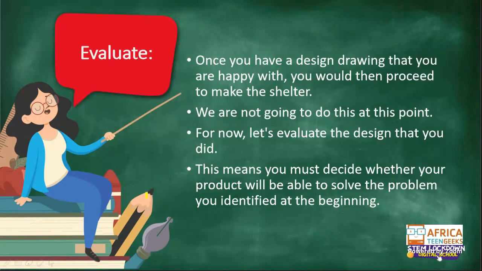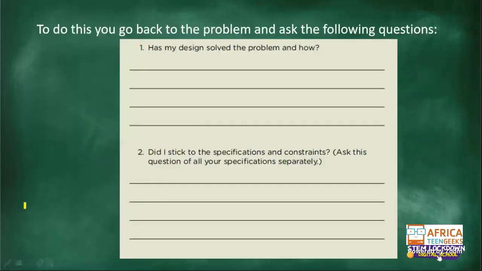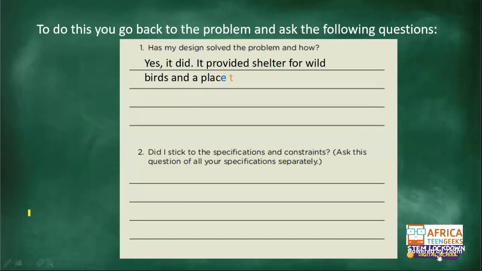They don't have any place where they can lay eggs, so the solution was to build a birdhouse for them. That's what I mean with evaluate. Okay, so we will go back to the problem and we will ask the following questions. Has my design solved the problem, and how? So I answered, yes, it did. It provided shelter for wild birds and a place to nest. You saw that picture of mine? I think that it solved the problem.